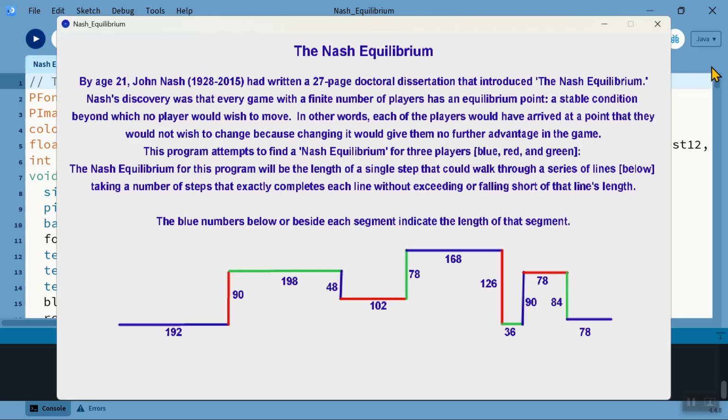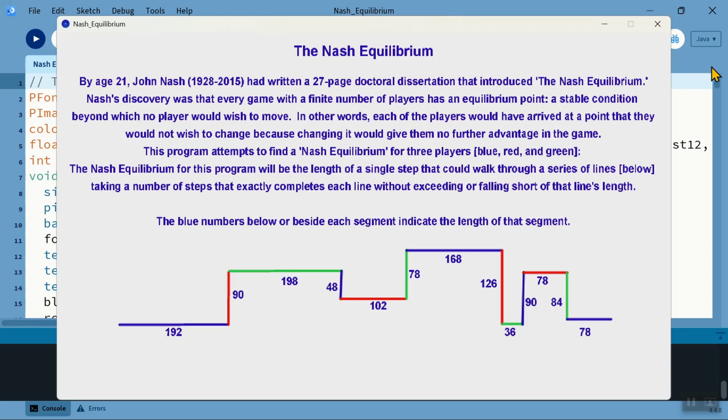John Nash, who was the featured character in the movie A Beautiful Mind, by the age of 21 had already discovered a principle of game theory which he called the Nash equilibrium. His discovery was that every game that has a finite number of players has an equilibrium point, which was a stable condition, almost an agreement among all of the players, although it was more an individual decision by each player having surveyed the responses of all the players to each other. It was a position beyond which no player would wish to move.